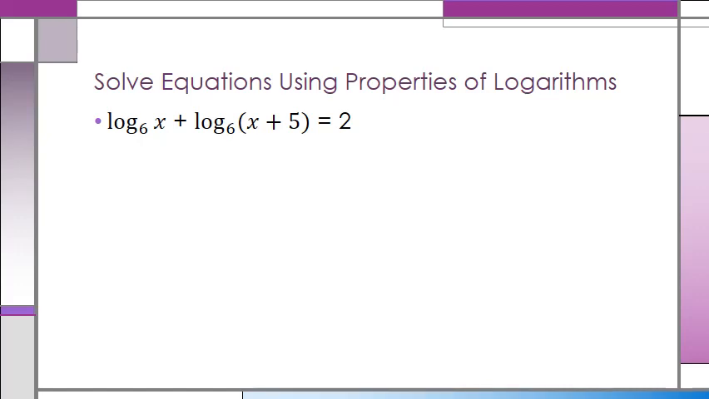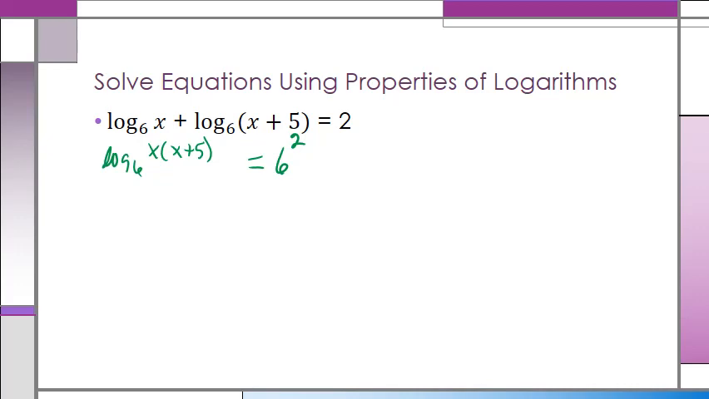Okay, so in this one we have log base 6 of x plus log base 6 of x plus 5, that's in parentheses, equals 2. Well, I'm going to go ahead and rewrite this. I'm going to apply the product property. We get log base 6 of x times x plus 5. Well, that's not too bad. But what are we going to do with this 2 over here? We don't have a log base 6. Well, that is simply going to be 6 raised to the power of 2, or 6 squared.